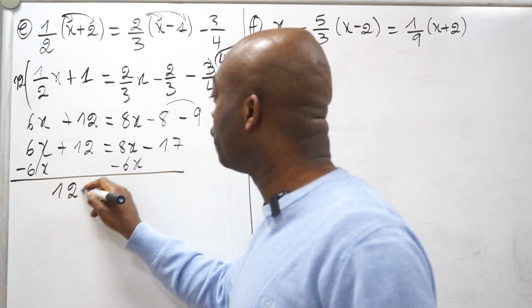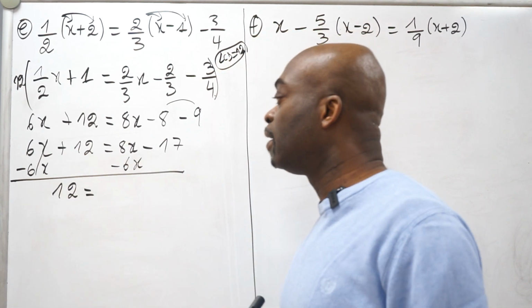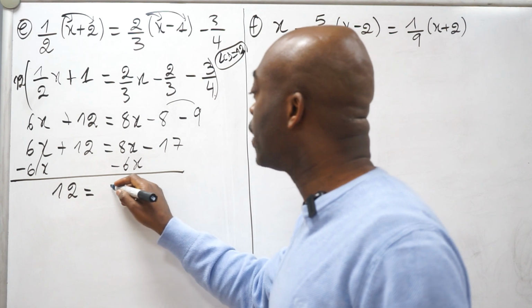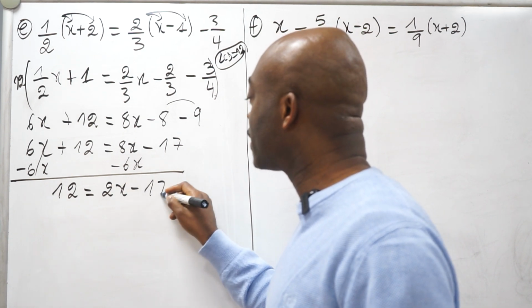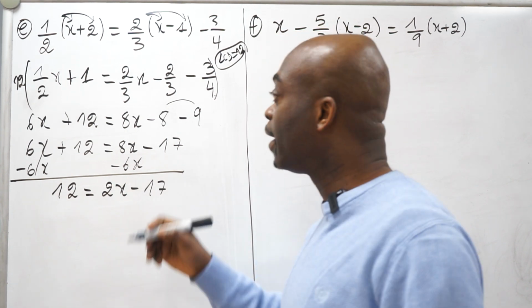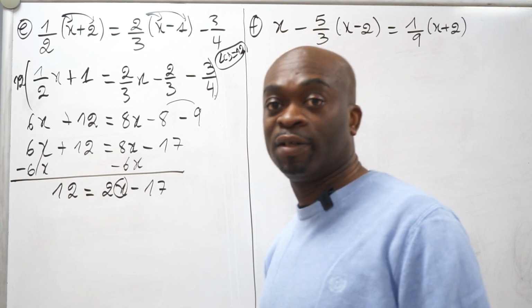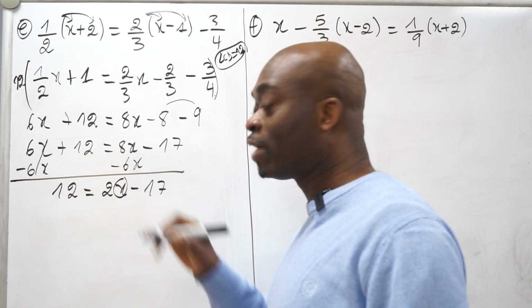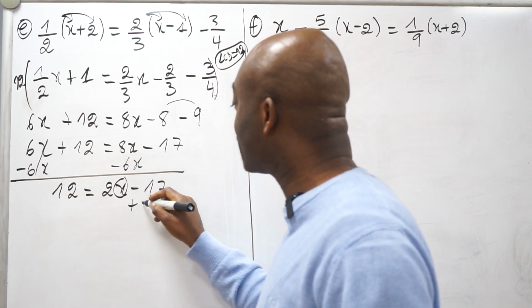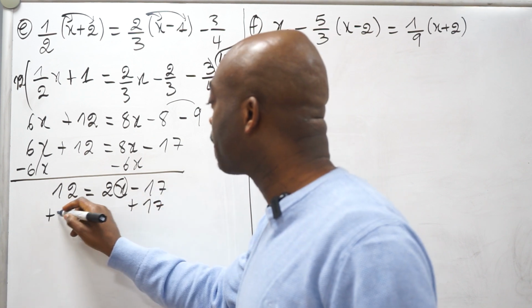So we have 12 is equal to what? What is 8x minus 6? It's going to give us 2x minus 17. What are we solving for? X. So we have to keep x alone. So that means we got to get rid of the 17 by doing what? Positive 17 both sides.